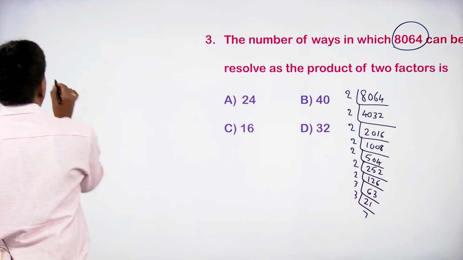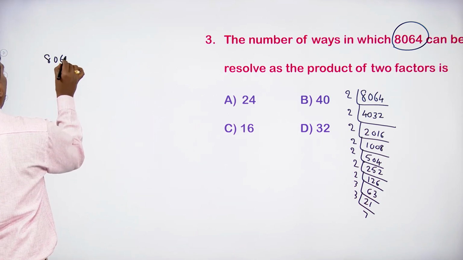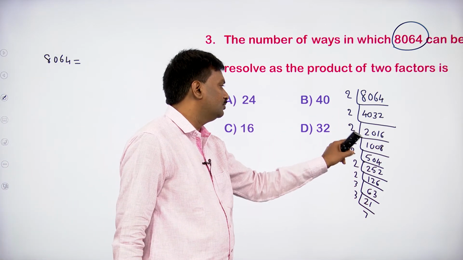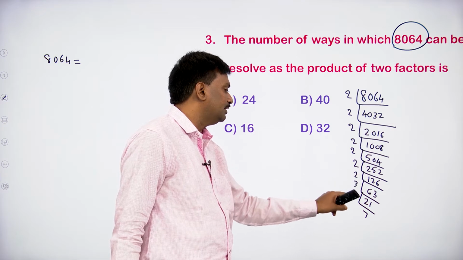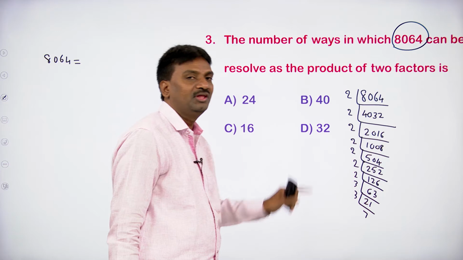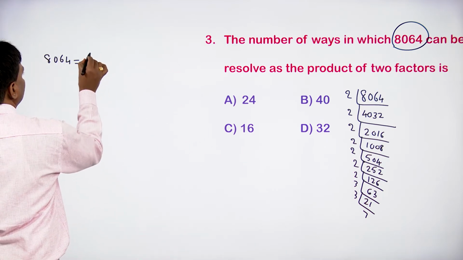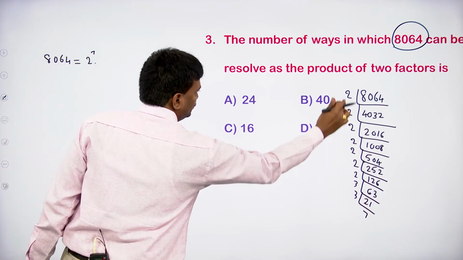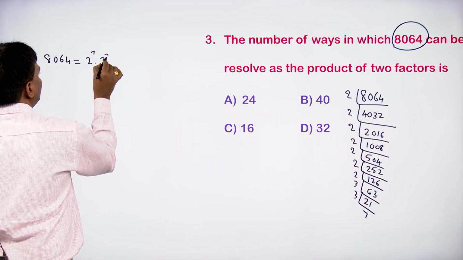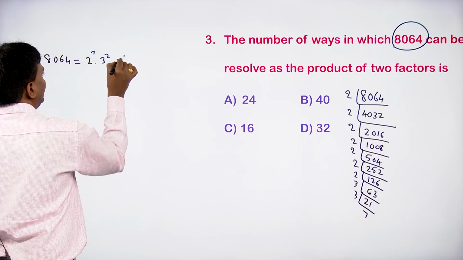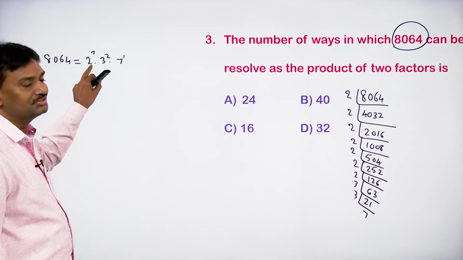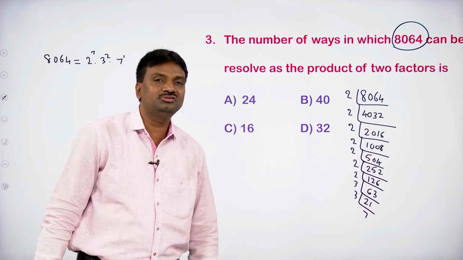Now we can express 8064 as 2 into 2 into 2 into 2 into 2 into 2 into 2 into 3 into 3 into 7. How many 2's are there? 1, 2, 3, 4, 5, 6, 7. So 2 power 7. Next 3 into 3, 2 threes are there, 3 square, and 1 seven, 7 power 1. So we can express the number 8064 as 2 power 7 into 3 square into 7 power 1.